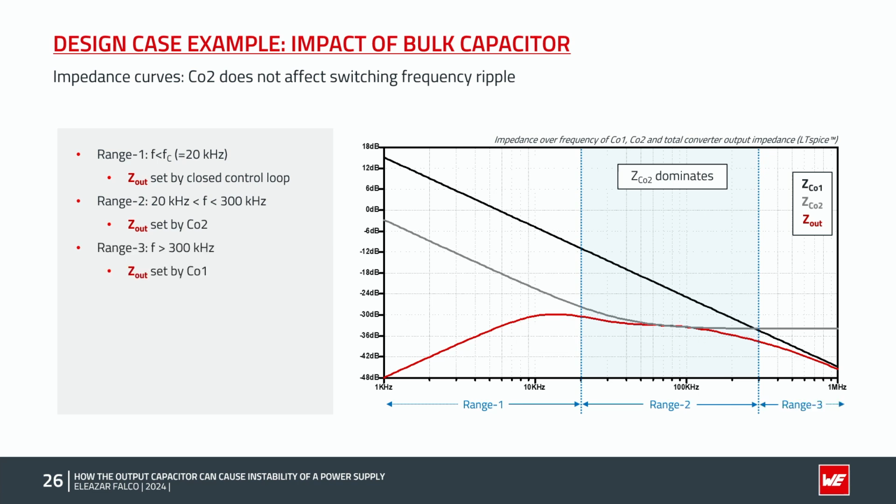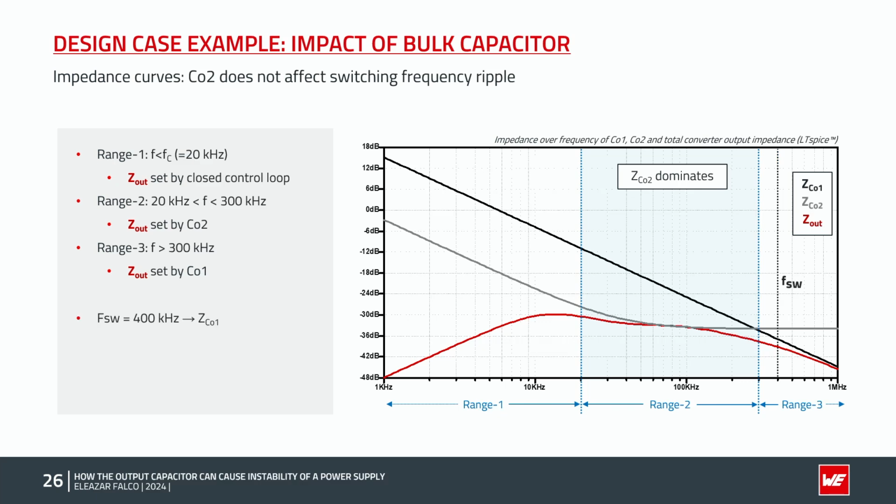As we move higher in frequency, above 300 kHz, which is here, and this is where the impedance curves of CO1 and CO2 intersect, now we can see that the converter output impedance is actually set and determined by the 3 MLCC capacitors, by CO1, since the impedance curve of CO2 has now flattened due to its higher ESR value.